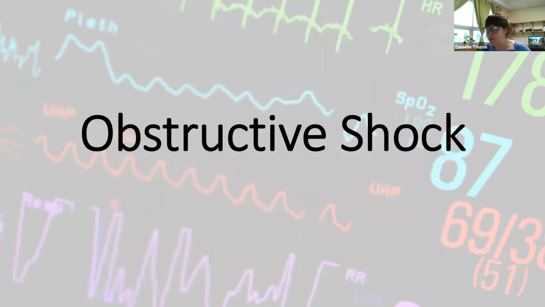All right, obstructive shock. This was always one of my favorites. So obstructive shock is caused by an inability to produce adequate cardiac output despite everything else being normal, right? So there is normal intravascular volume, so your tank's full. The pipes are normal, so there's no massive vasodilation. Your pump is normal, or mostly normal.